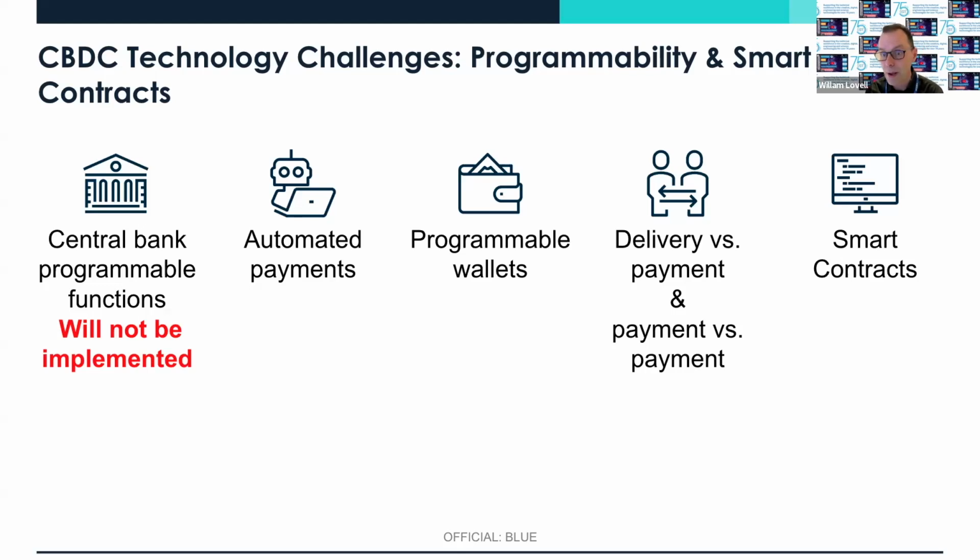So I want to be super clear about that. But there are some great opportunities to do automated payments, to have programmable wallets, to have delivery versus payment, like we saw with the parcel moving earlier on, and even smart contracts as well. When you start to look at the functionality that's available on platforms like Ethereum, you start to think what you could do with that with fiat money. I think it gets really quite exciting.